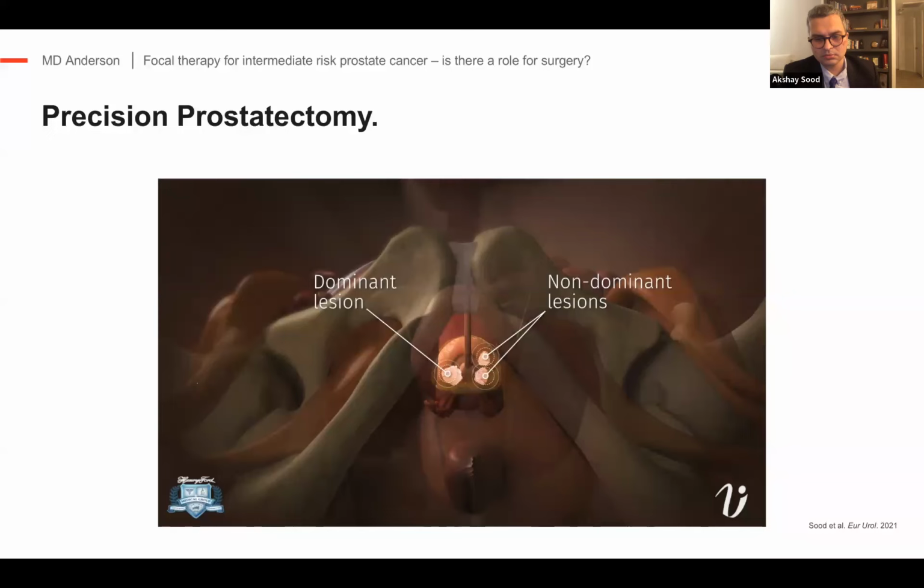Here is an example of a candidate for focal therapy. The patient harbors a large dominant prostate cancer lesion on one side and has additional sizable cancer lesions on the contralateral side, which harbor clinically significant prostate cancer as well.